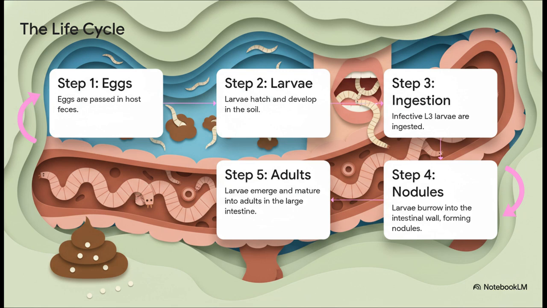It all starts with eggs being passed in the feces of an infected person or animal. Then, in warm, moist soil, these eggs hatch and develop into what are called infective third-stage larvae, or L3 larvae. Infection happens when a new host swallows these larvae, usually from contaminated food or water. Once they're inside, they burrow deep into the intestinal wall, and that triggers the body to form these nodules around them. Finally, they emerge back out into the intestine to mature into adults, and boom, the cycle starts all over again.